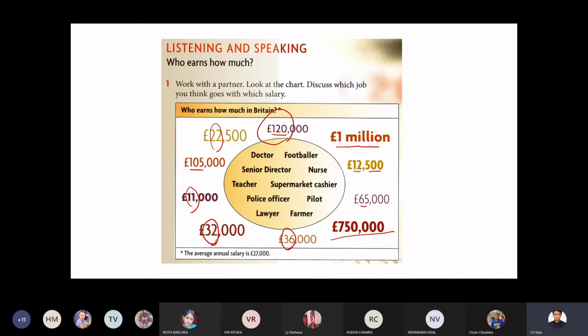Okay, next student. Hello, sir. I want you to read the salary here again. Start with 1,000,000. One million pounds. 12,500 pounds. 65,000 pounds. No, not 7,500. 750,000 pounds. Okay, sir. Not 755,000, it's 750,000.